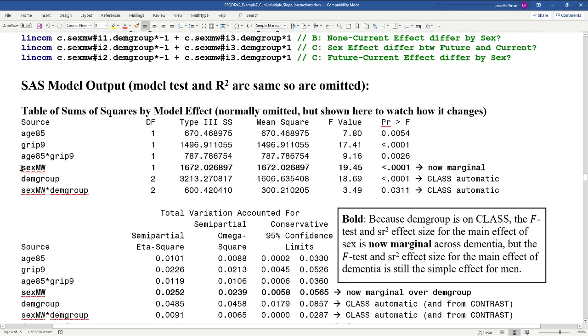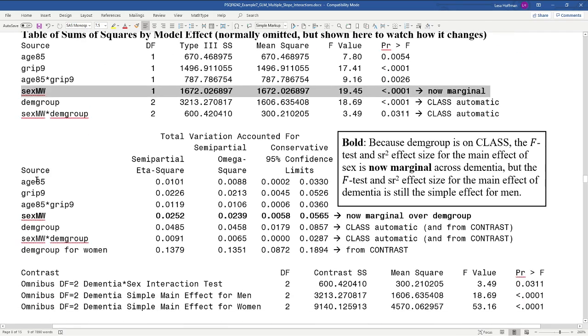So this is SAS output, but we get similar patterns in Stata. You can look at what the Stata output would be in the zip folder I posted online that goes with this handout. So the main effect of sex here, because we are interacting it with DEM group, SAS is marginalizing. So this is not the gender effect in any specific group like it was before. It is on average across the 3 groups.